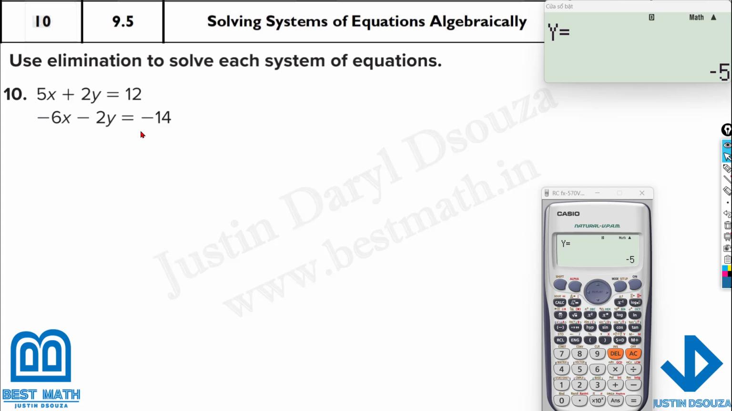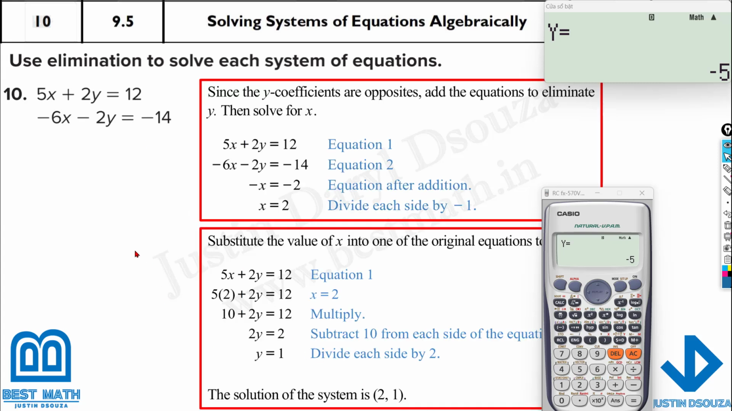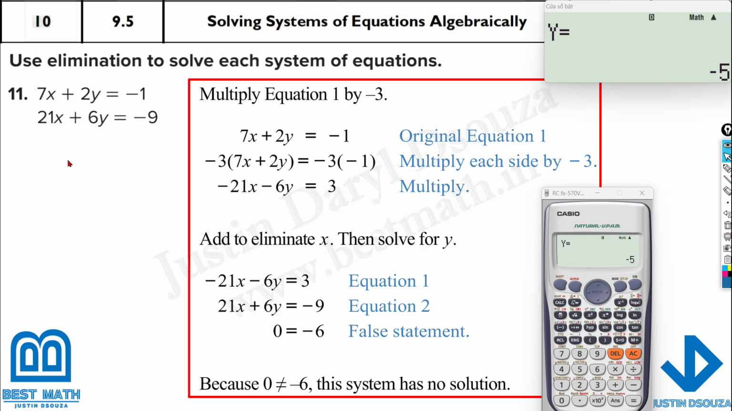All these problems are straightforward. Please do solve them by yourselves, and then you can see the answers are over here. Now, this one is no solution. When you solve it, you'll get a math error. If you have the latest model of calculator, you'll get no solution directly, but otherwise, you'll get a math error.